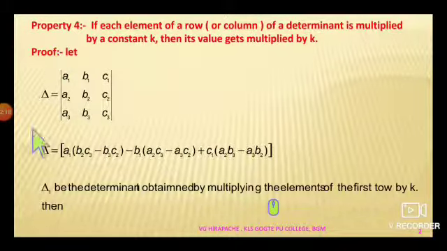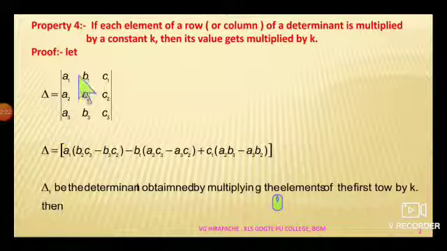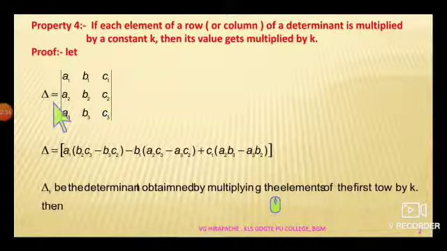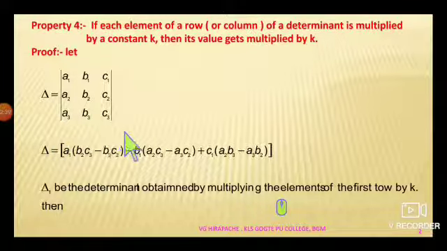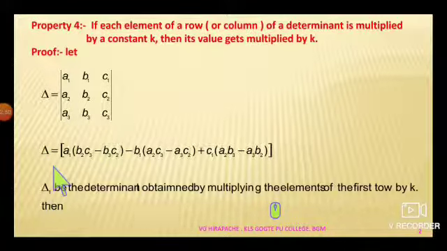Let me begin with one determinant denoted by delta, of order 3 cross 3. Let delta be the determinant with the first row containing the elements a1, b1, c1, the second row elements a2, b2, c2, and the third row elements a3, b3, c3. Let me evaluate this determinant along the first row, as we have already seen in the first two lectures.